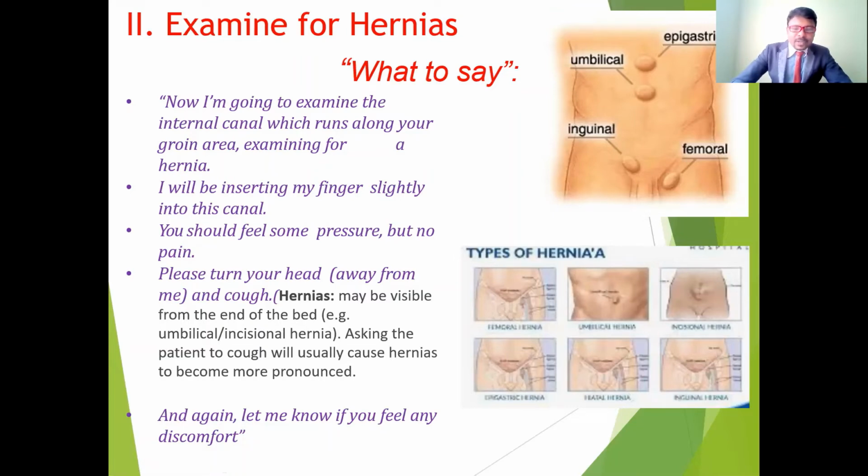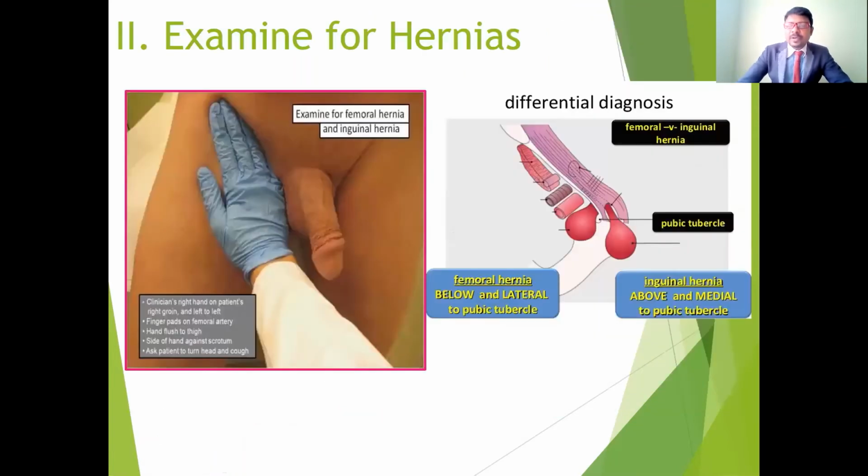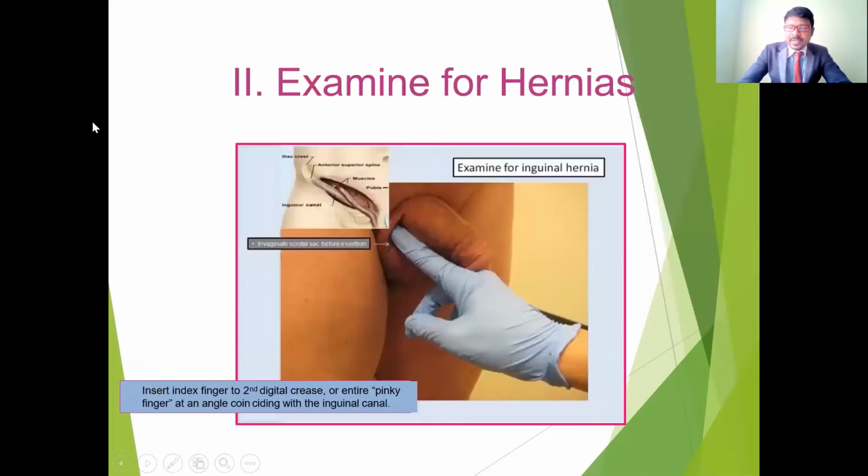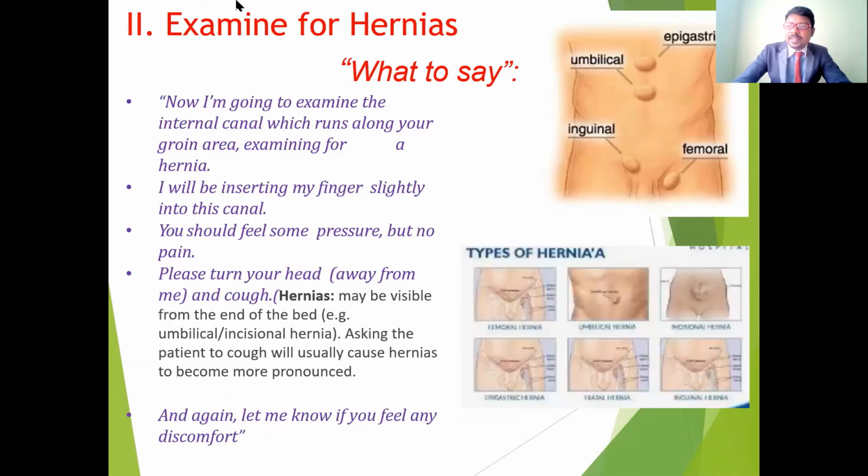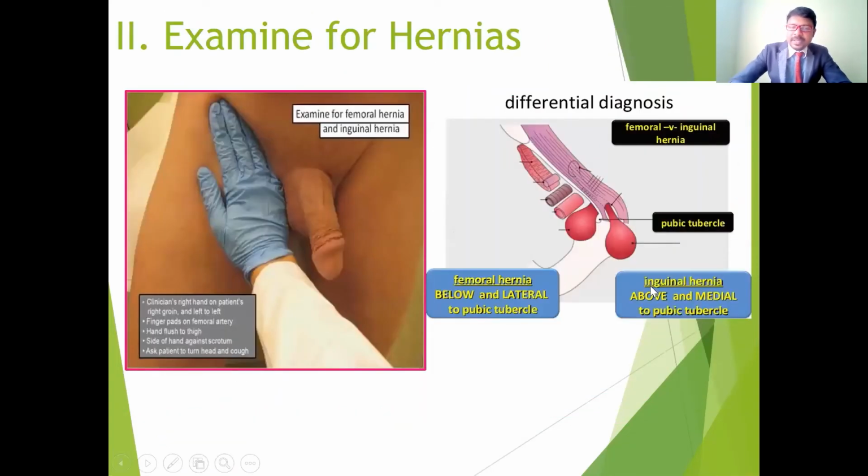And again, let me know if you feel any discomfort. If they report discomfort, we can check for any other abnormalities. There are two types of hernias in the groin regions. The other types of hernias we can see are in the epigastric and umbilical regions. But if you come down to the groin region, we are going to check for the femoral hernia and also inguinal hernia. How do we differentiate the femoral hernia and the inguinal hernia?